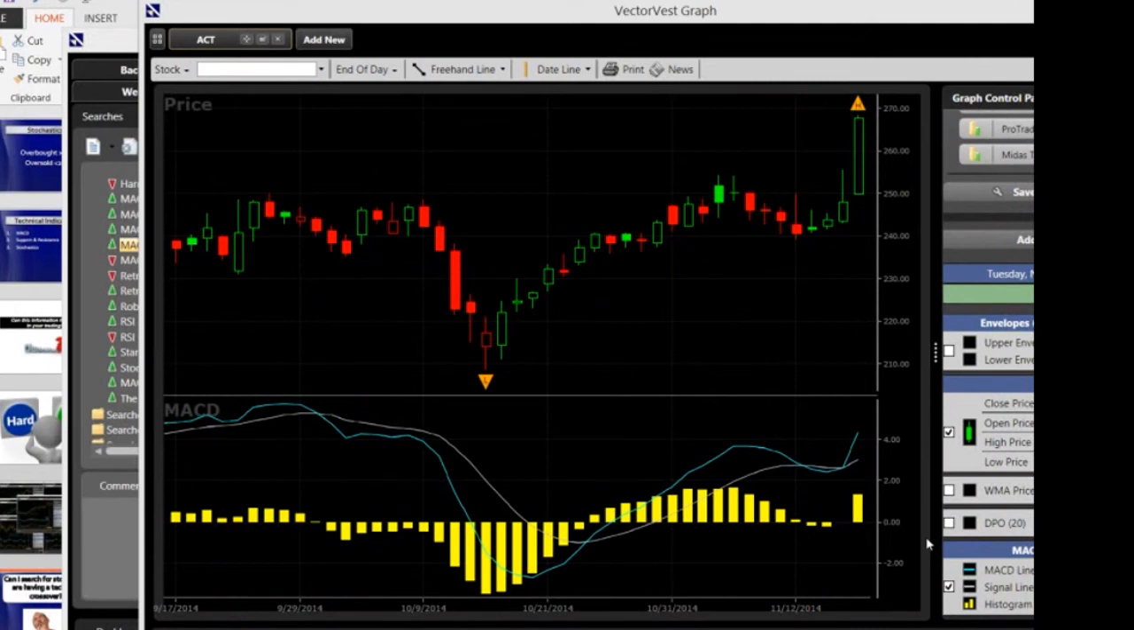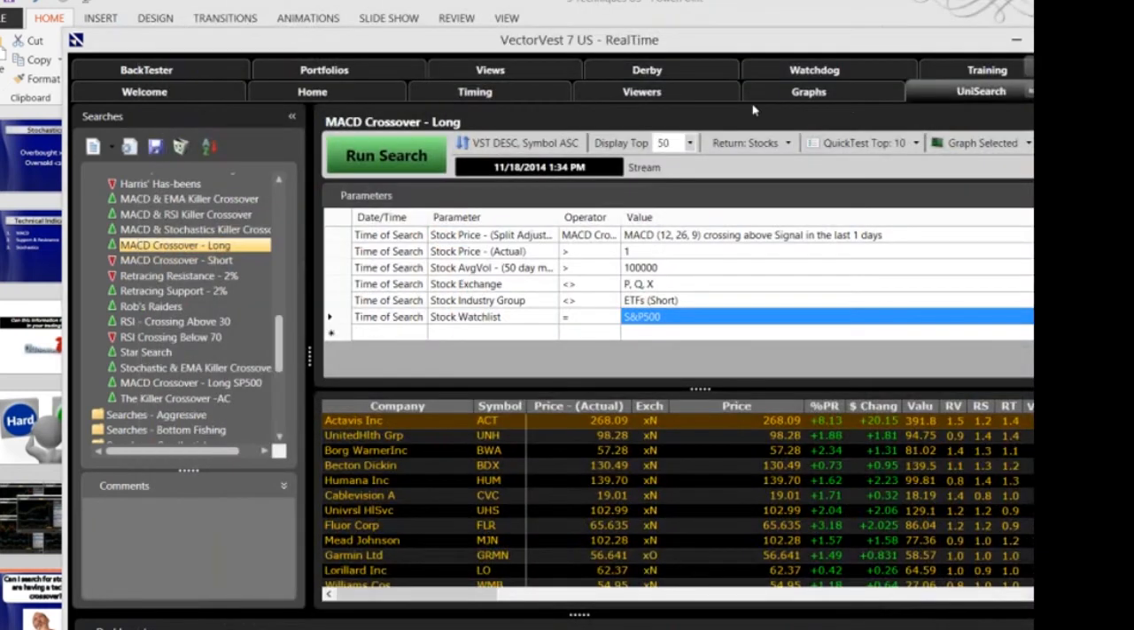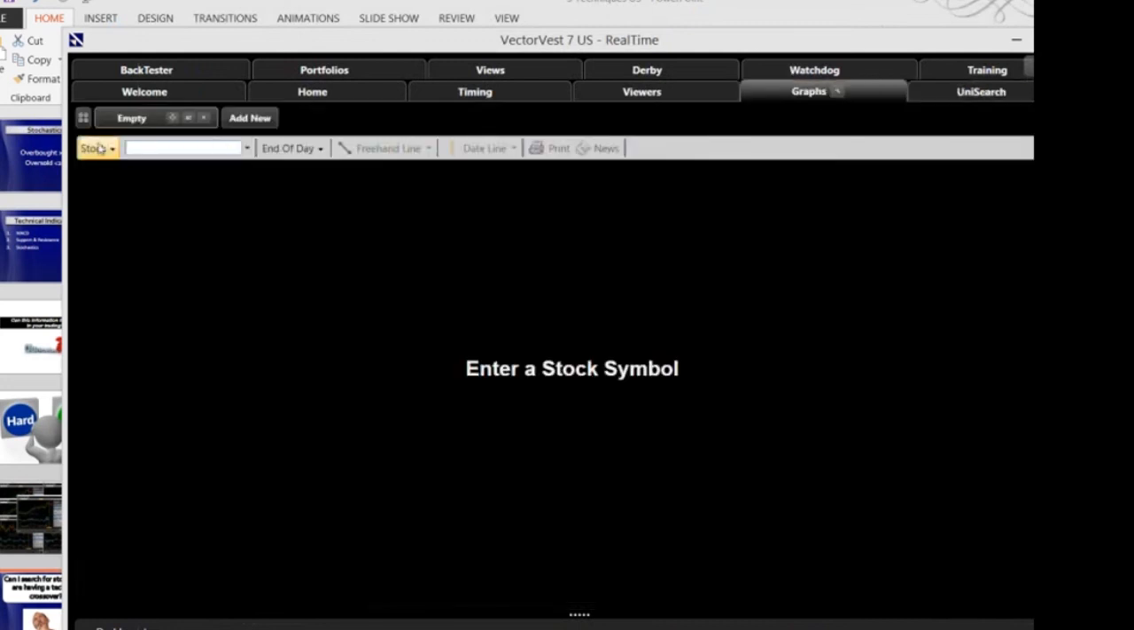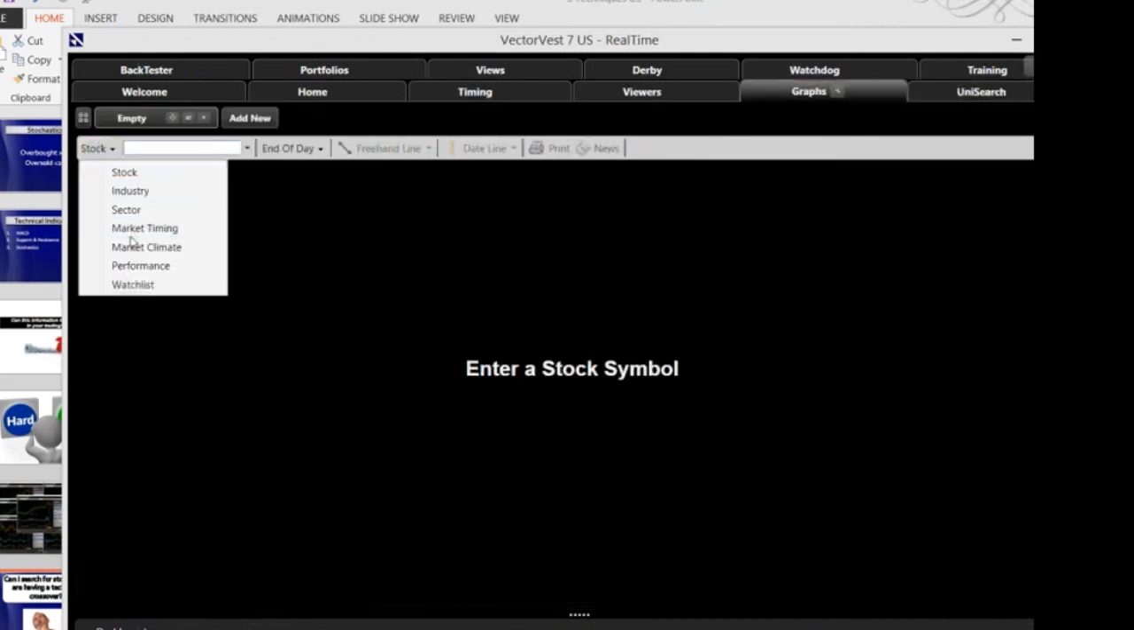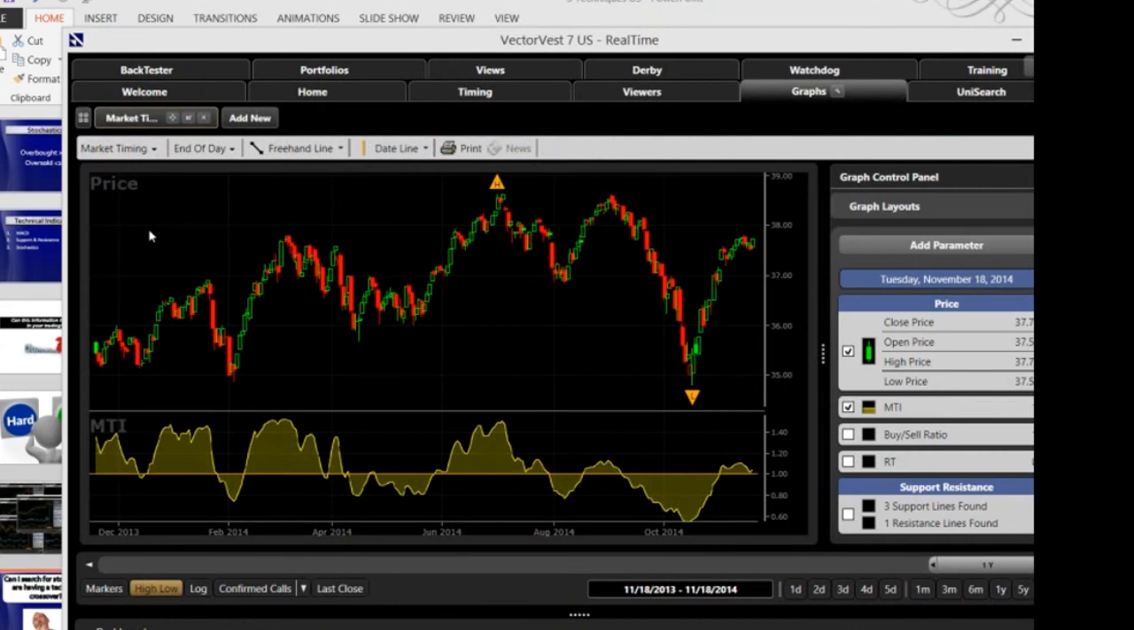And while you can run these searches any day, one of the biggest benefits of VectorVest is that you'll know exactly when to run these searches based on our market timing signals. So if I close this graph and go to our graph tab, here's our market timing graph, and instead of the S&P, we have an index that includes all 8,000 stocks. That's what you're seeing on the screen right now.